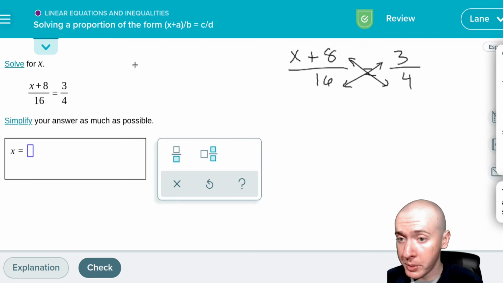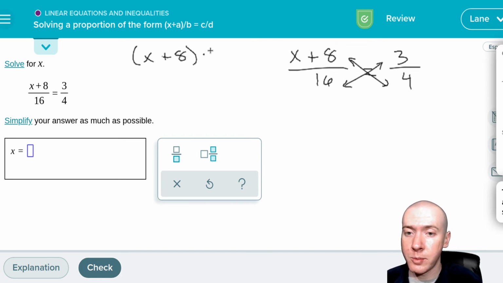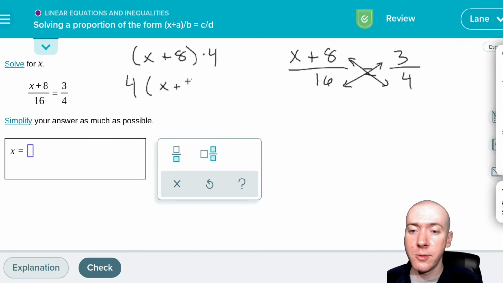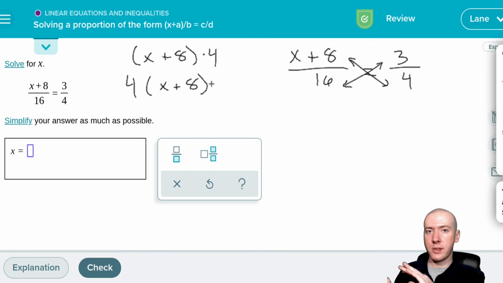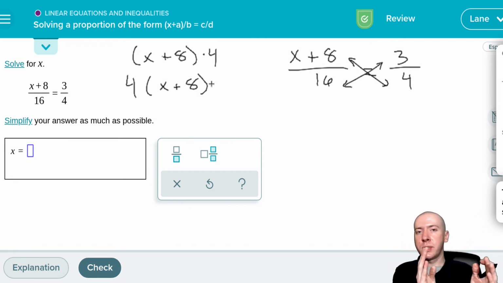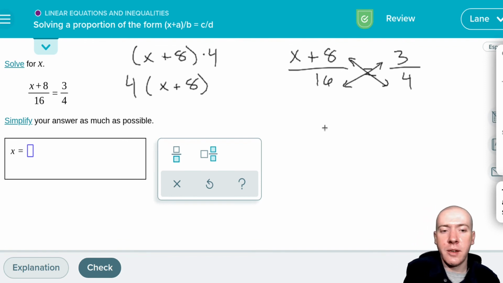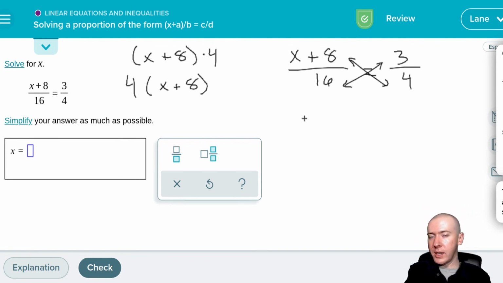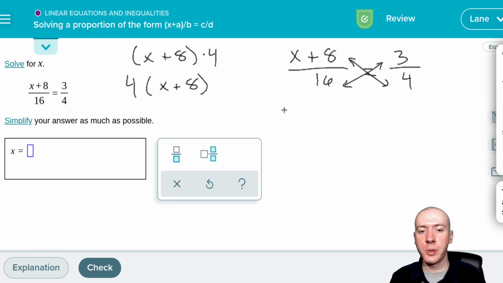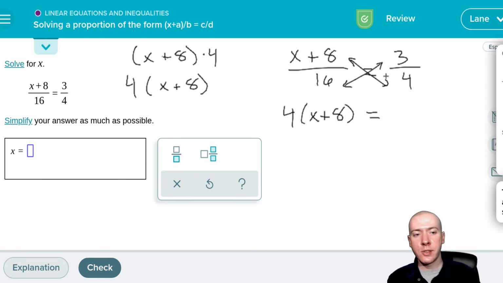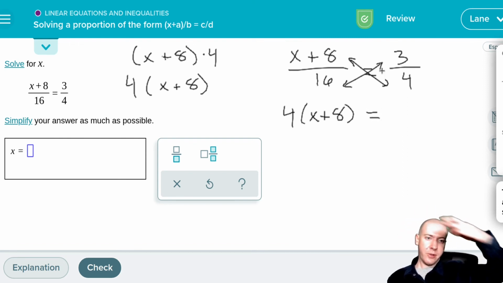We could write that a couple different ways, right? We could write x plus 8 times 4 like this, or 4 times x plus 8 would mean the same thing, because the order in which you multiply things doesn't matter. It's still equal. So on the left-hand side of my equation, in the next step over here, I'm going to put 4 times x plus 8 like this.